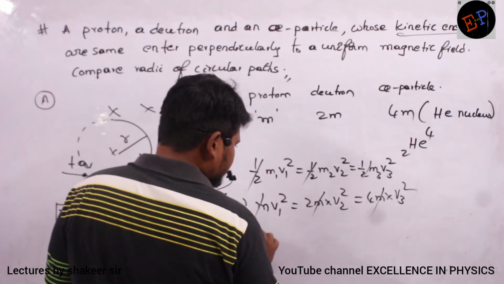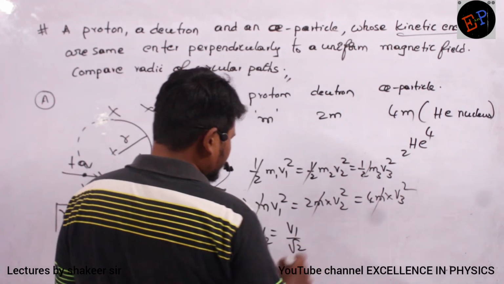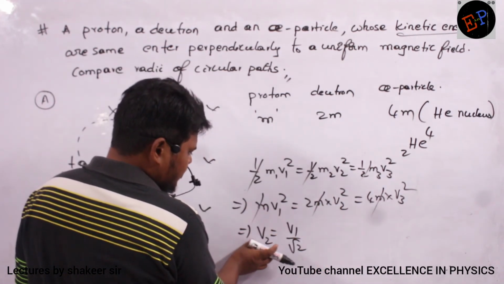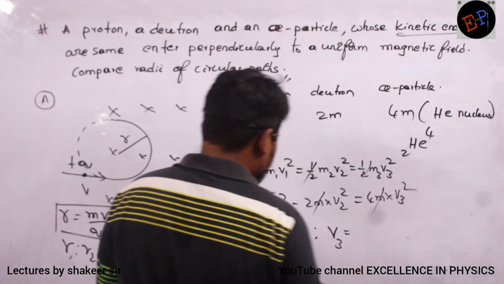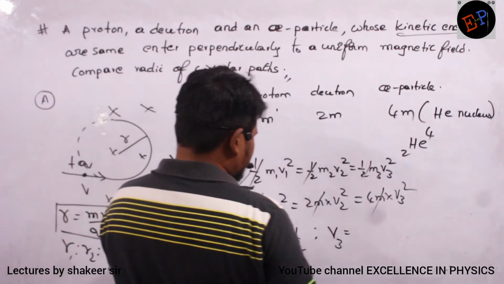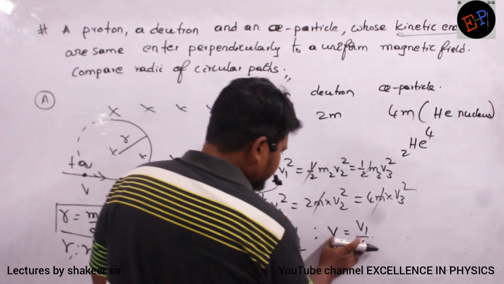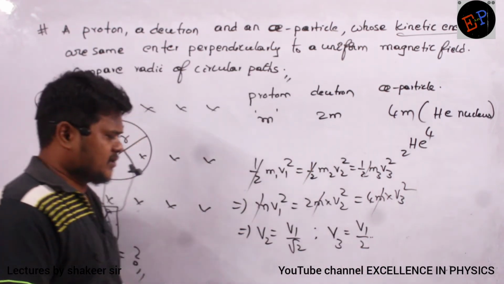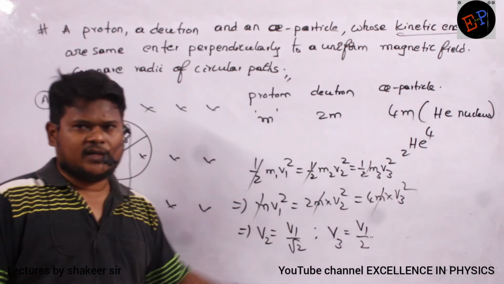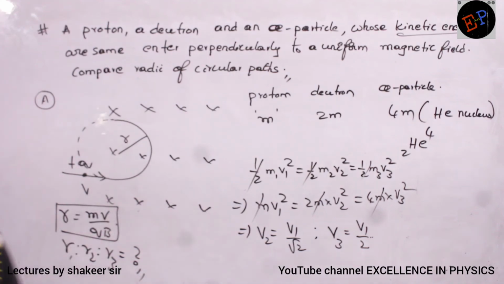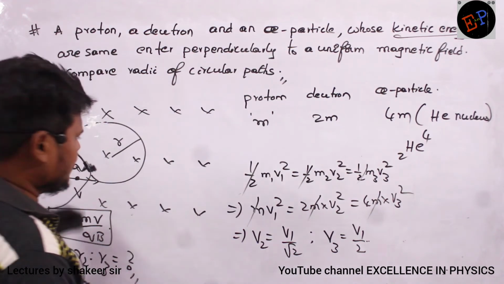So therefore I will write v2 is equal to v1 divided by root 2. When I compare these two, I get v2 in terms of v1 by root 2. Similarly, v3, again I will compare with respect to v1 only, so it is v1 divided by 2. Sorry, not 4, v1 divided by 2. These are the values which I got. Are you able to understand? So v2 is v1 by root 2, v3 is v1 by 2. First make a note up to here. So we calculated up to velocities.